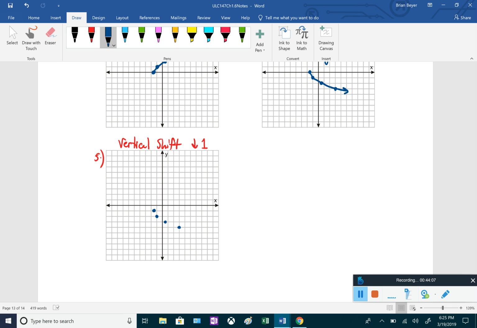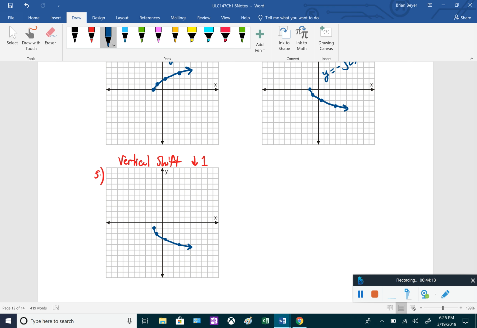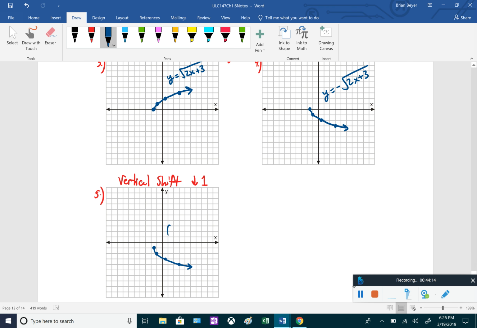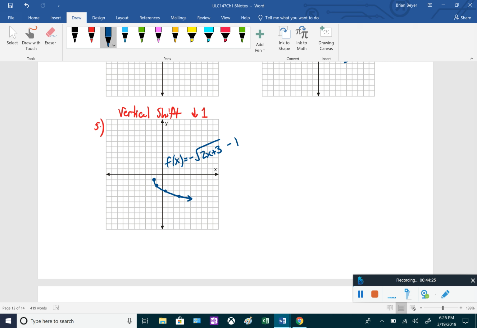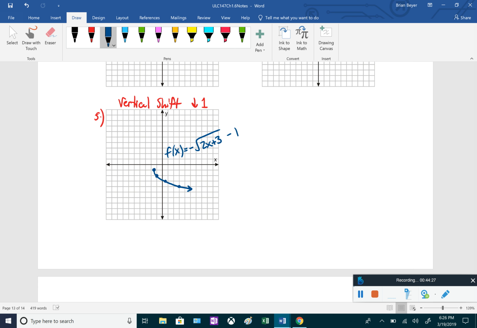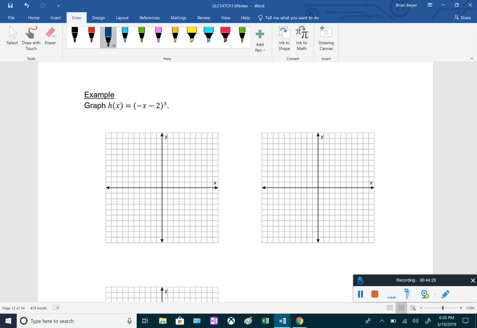Okay, and then we connect those. So we get that, and that's going to be our function, which is f of x equals negative square root 2x plus 3 minus 1. So that's our final answer for that one. Okay, so let's do one more.